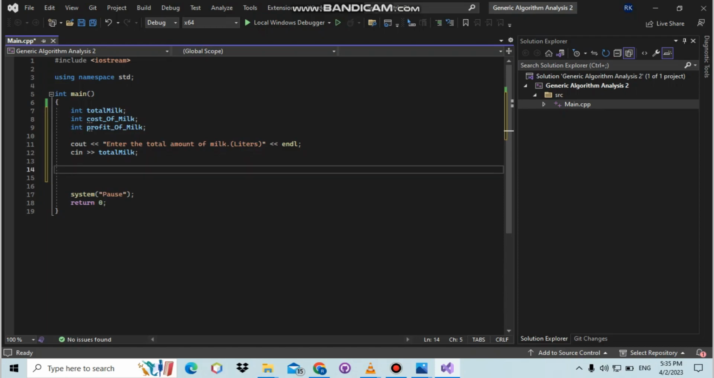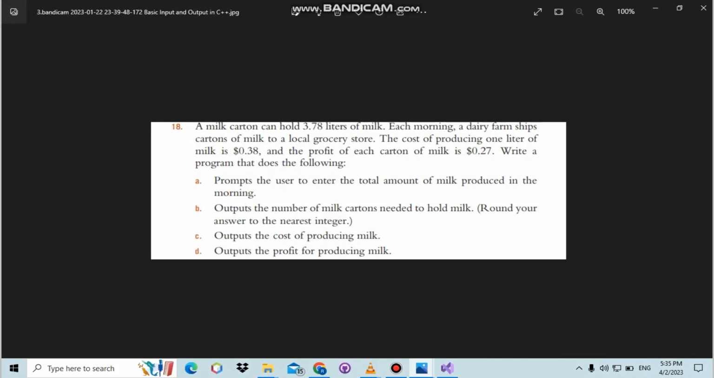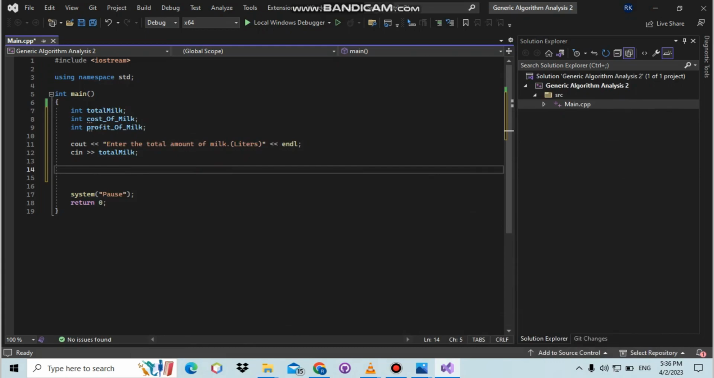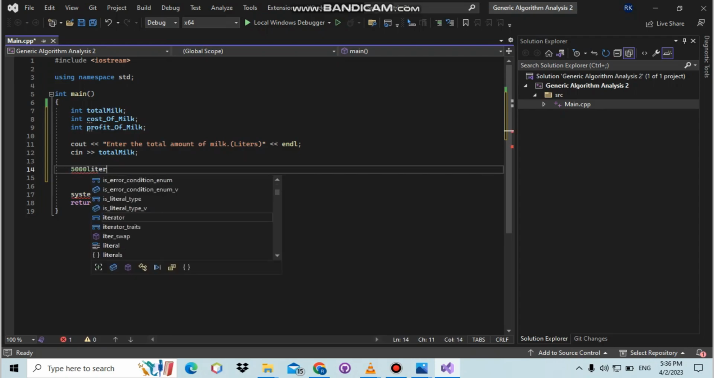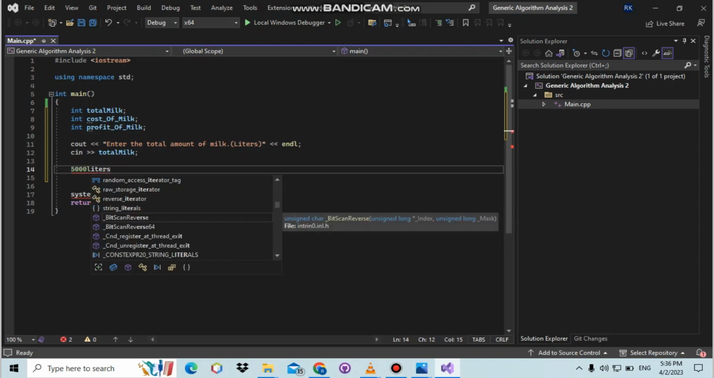The data has to be used, which means if it enters that, based on the statement here, as you can see, after the user inputs the total amount of milk, something has to happen. But before this happens, there needs to be a calculation taking place. Think about it. If you're inputting 5,000 liters of milk, we have to convert them into the number of cartons, how much they can hold.